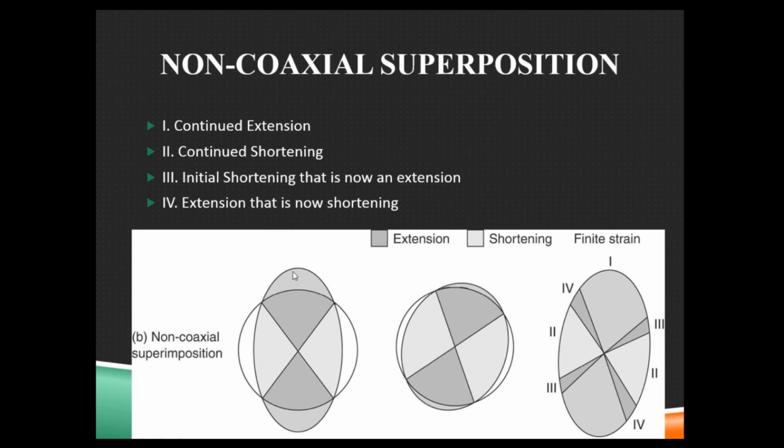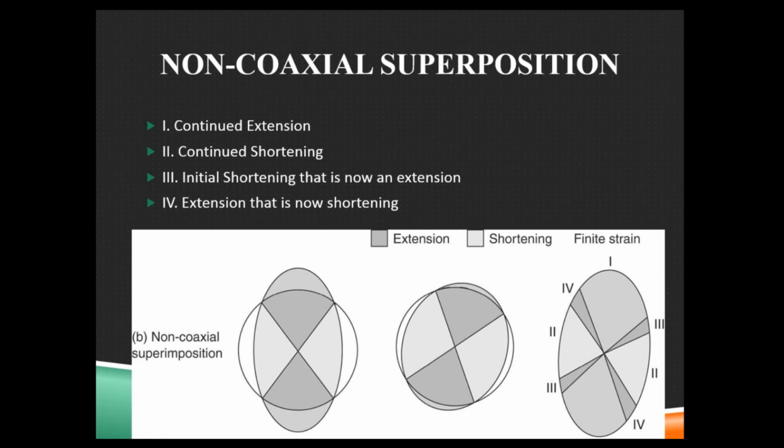So there are parts that extended that still extended again. That's a type 1 region down here and up here. We have areas that shortened and still shortened again. So these are our type 2 areas, the light blue. We have some areas right here that were shortening and then followed by extension. So that's a type 3 area, right there and right there.